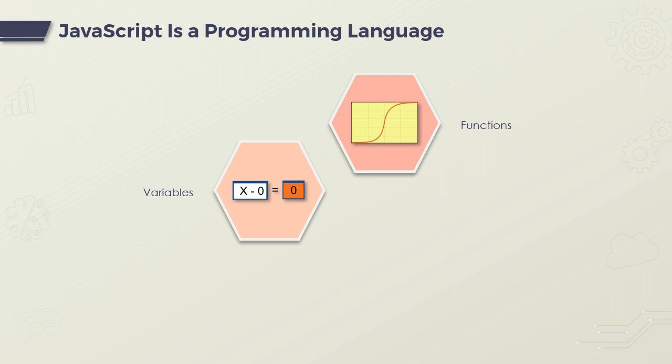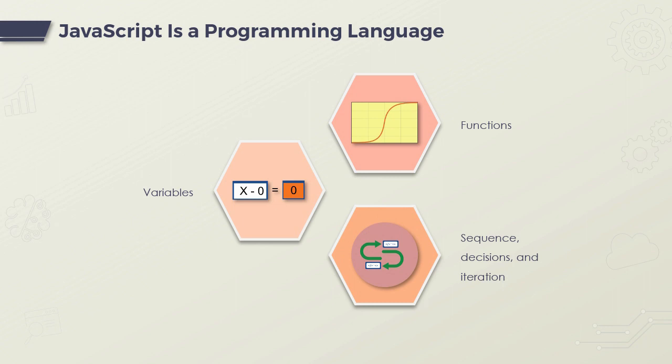Functions are considered to be first-class functions in JavaScript. I'll explain that in a moment. And of course, we have all of the various constructs of programming languages like sequencing, decision-making. That's where we use the if-then structure. And we have iteration. That's where we can loop through or loop over a collection of data.